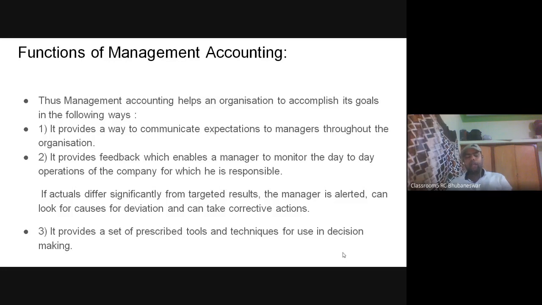So it will determine the favorable and unfavorable variations, and it will help in taking decisions or affixing responsibility. Next, if actual differs significantly from the targeted result, the manager can look for causes for deviation and can take corrective actions. So it provides a set of prescribed rules and techniques for use in the decision making process. So these are the various functions of management accounting.